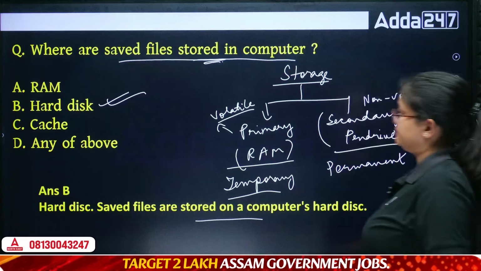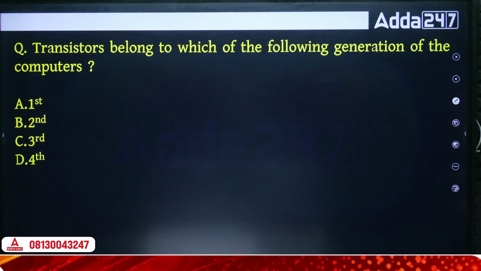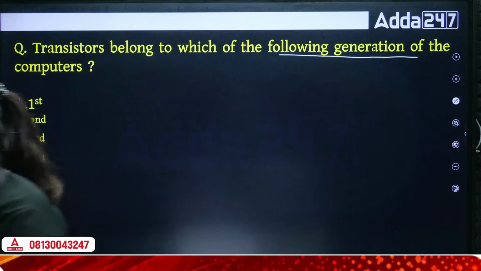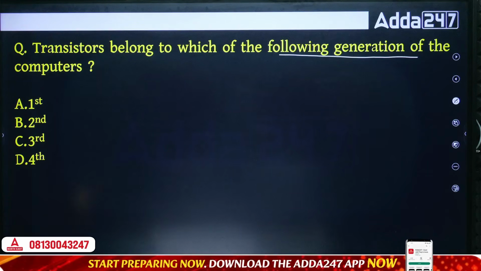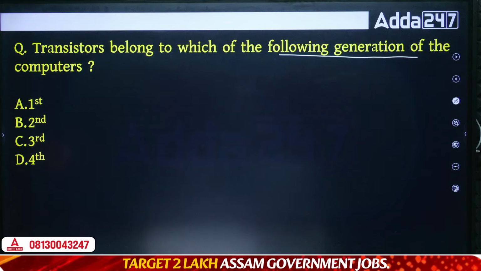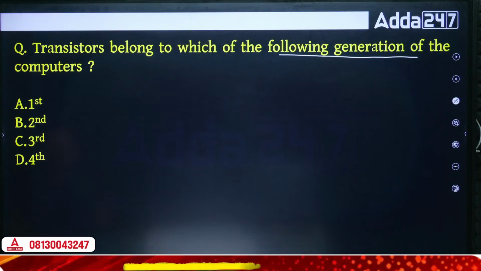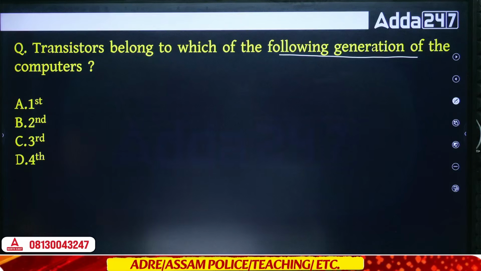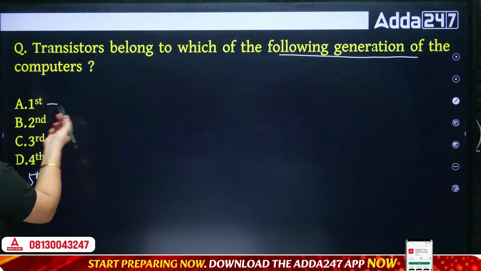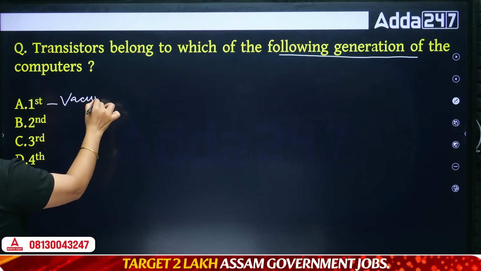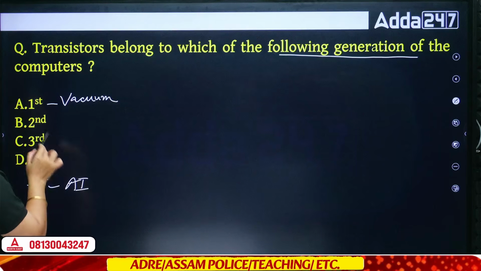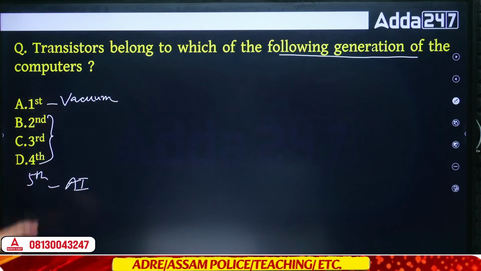Okay, next. Transistor belongs to which of the following generations of the computer? This is a frequent question. It has been asked in every exam. Whenever we talk about generations of computers, questions are asked like: the first generation was used for what type of computer, and which generation is going on presently. Questions asked about the first or the fifth are easy to answer, because the first, as we all know, is vacuum tube based, while now we are using AI based technology. The confusion arises with the second, third and fourth, because these three are confusing.